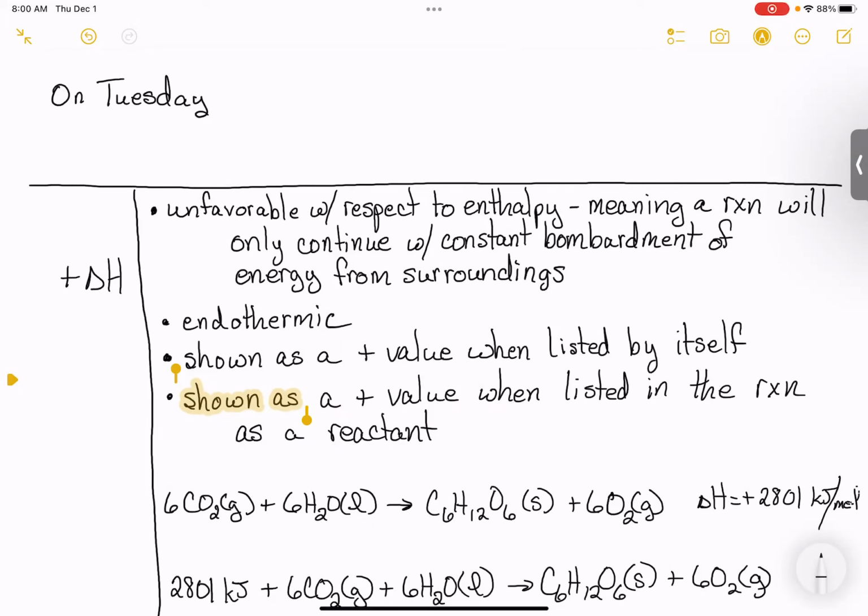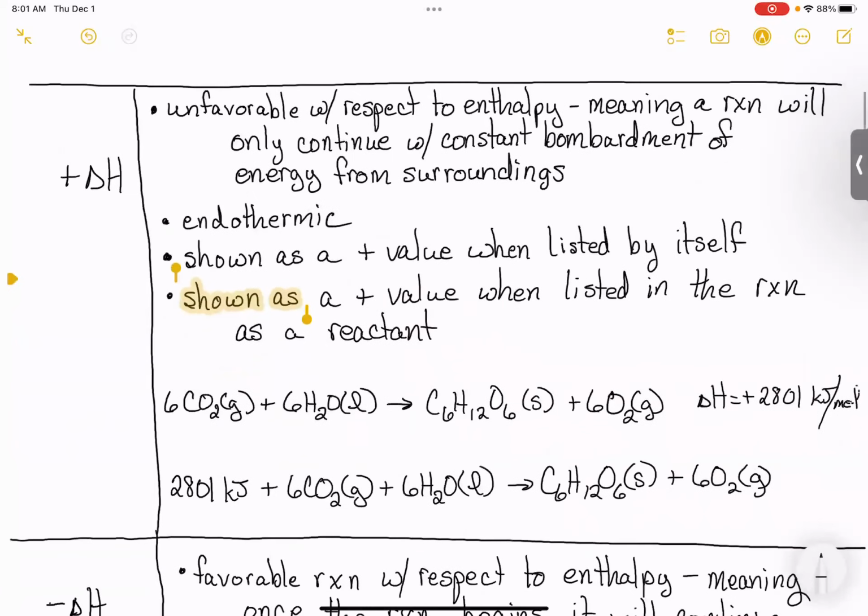Okay. So the last thing we were discussing on Tuesday was enthalpy. Enthalpy is represented by a capital H. It is a state function. In other words, it doesn't matter how you get from point A to point B. It just matters what point A and point B are. So in a chemical reaction, it doesn't matter if there's multiple reactions involved.